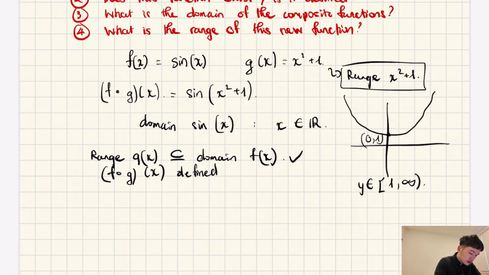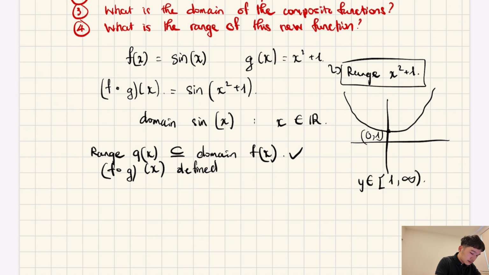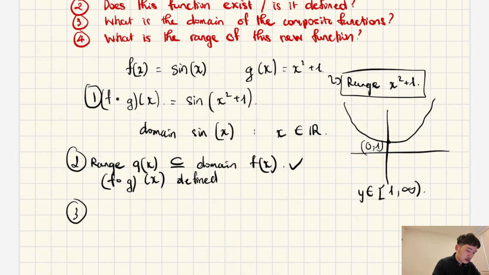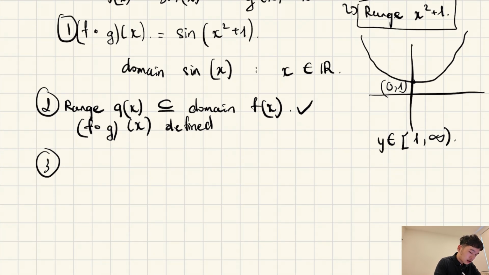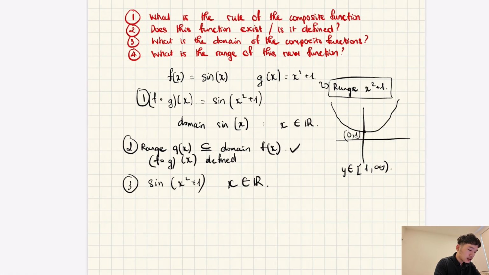So third question. So this is 1, and this is 2, and number 3. What is the domain of the composite function? So we have the composite function is sine of x squared plus 1. So basically now we know that for sine we can accept any value of x. There's not really any limitation. So x is still real, all real numbers.